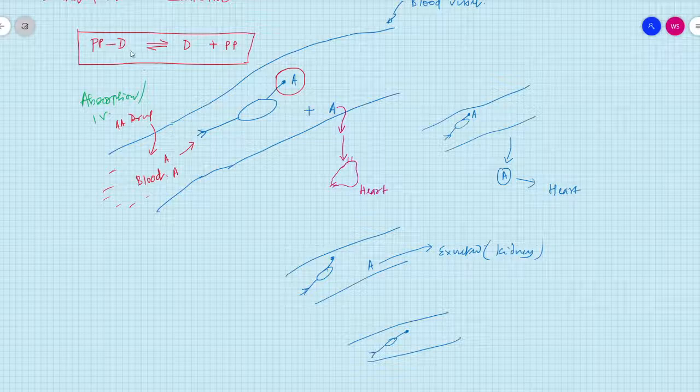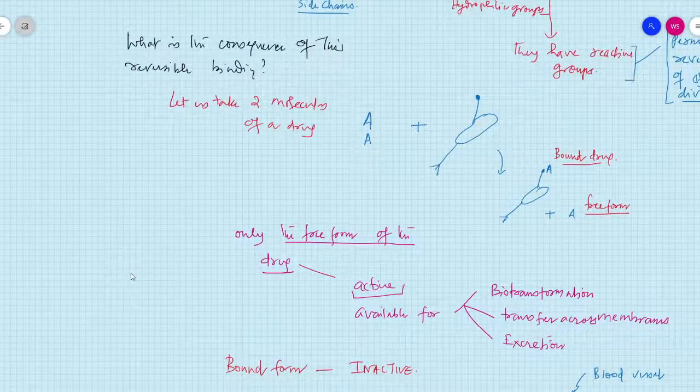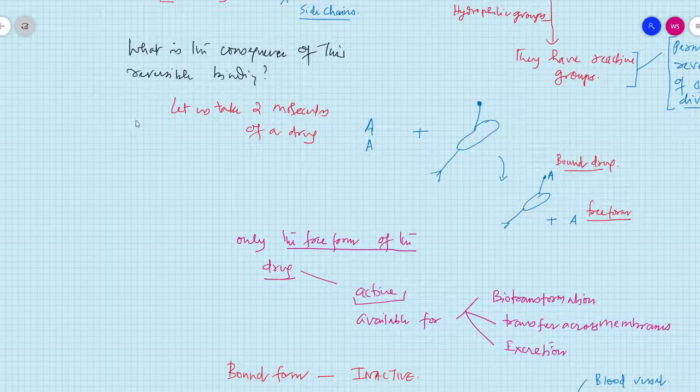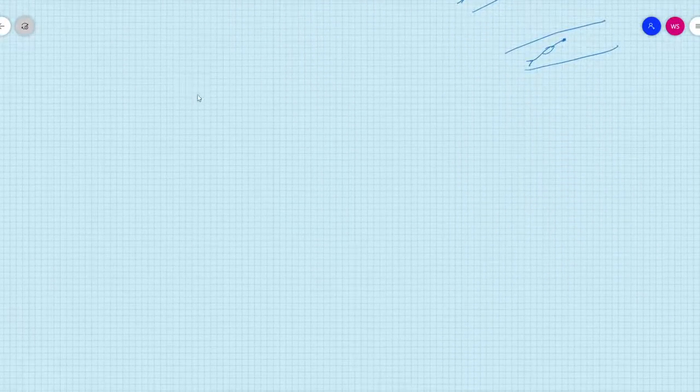So this equilibrium is important. When the concentration is high, the drug gets bound to the plasma protein, and as the drug gets removed, either by going into the tissues or by being excreted, more and more drug is released from the bound site. Is that a consequence of plasma protein binding? Yes, it is. That is the first consequence. Let's look at the second consequence.